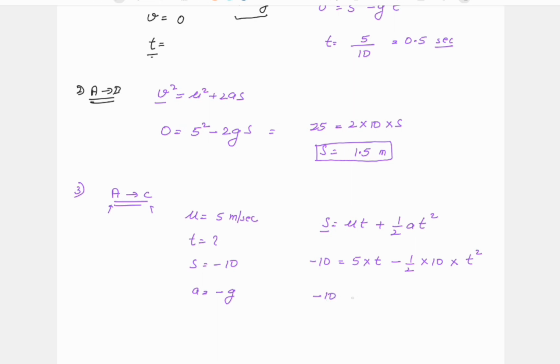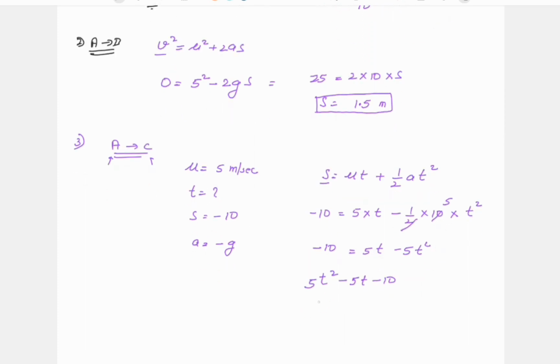Minus 10 is equal to 5t minus 5t square. It means we will get t square. I am taking this minus 5t, minus 10, divided by 5. T square minus t minus 2 is going to be 0. Now solve this. You will get the answer.